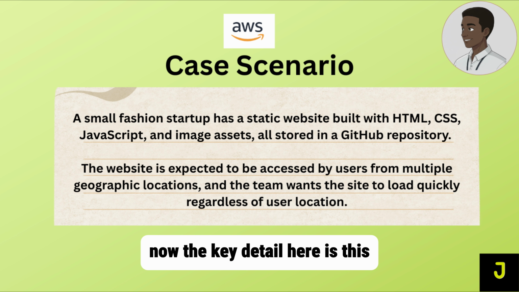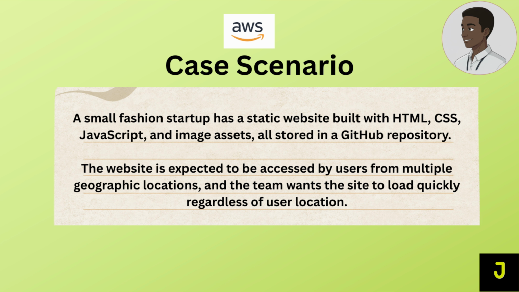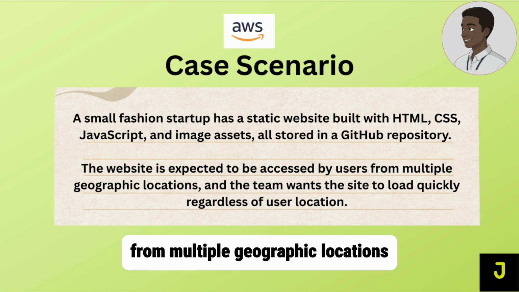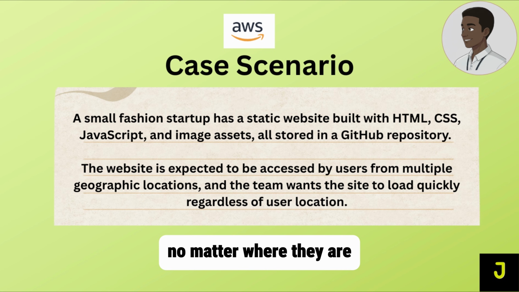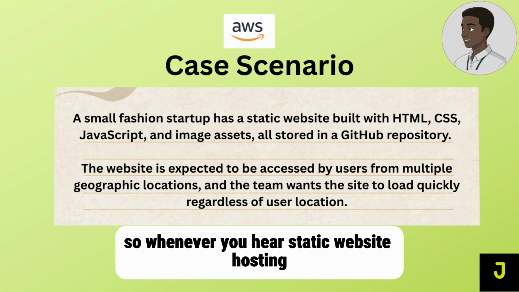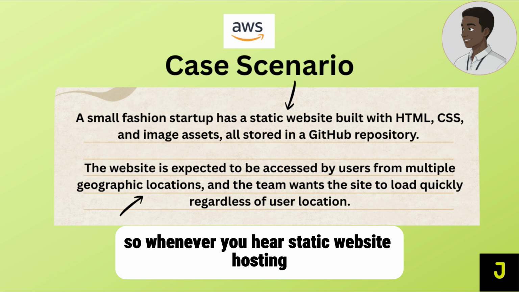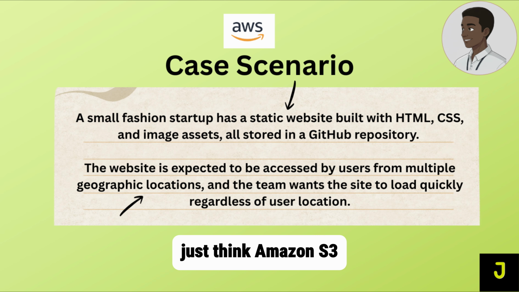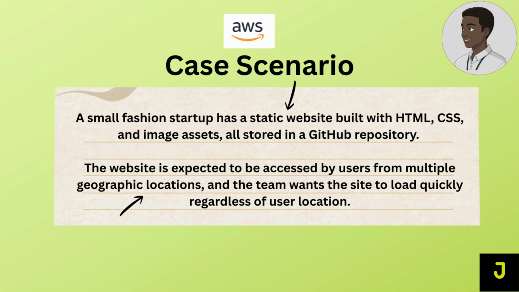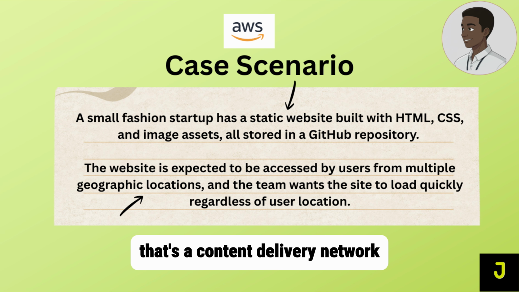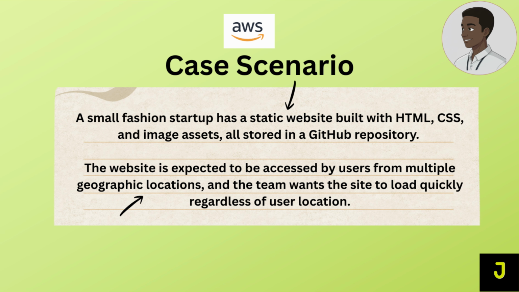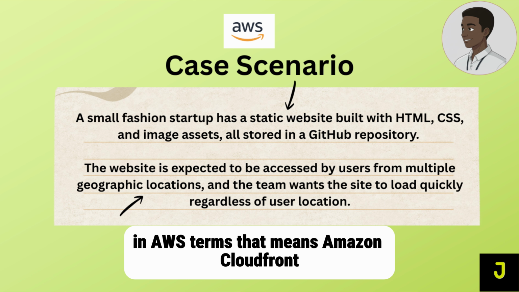Now, the key detail here is this. Users are accessing the site from multiple geographic locations, and the team wants it to load fast, no matter where they are. So whenever you hear static website hosting, just think Amazon S3. And if you hear global users plus fast delivery, that's a content delivery network. In AWS terms, that means Amazon CloudFront.